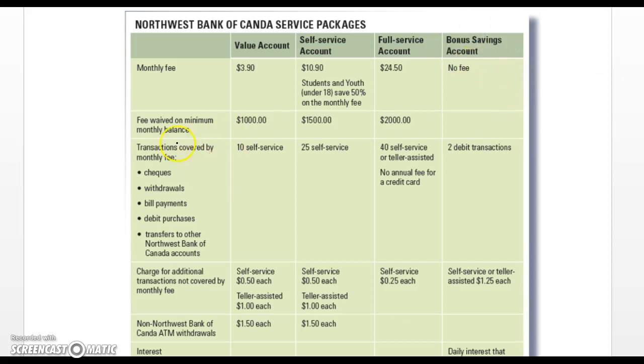So looking down here at our number of transactions covered, for the value account, we get 10 self-service covered, 25 self-service covered with the self-service account. With the full service, you get 40 self-service or even teller assisted. And with the bonus savings account, you'd only get 2 debit transactions covered without paying anything.